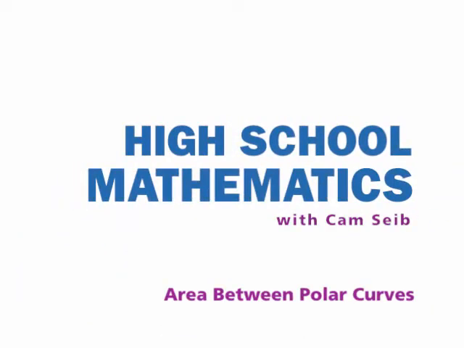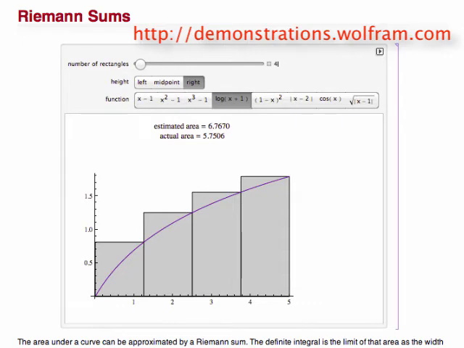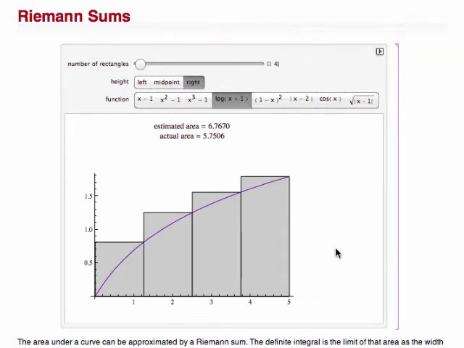I want to begin this video by using two animations from the Wolfram Alpha demonstrations website. The first one has to do with approximating the area under a curve using a Riemann sum. Here I have a curve, and I want to approximate the area from x equals 0 over to x equals 5. I can do that with four rectangles using a right endpoint, as I have shown here.